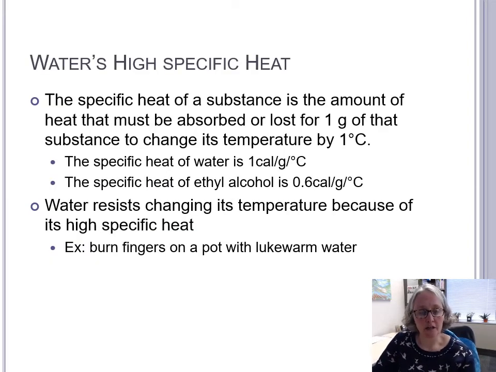Related to this idea of heat and temperature is something known as the specific heat of a substance. The specific heat of a substance, as defined in this first bullet point, is the amount of heat that must be absorbed or lost for 1 gram of that substance to change its temperature by 1 degree Celsius.